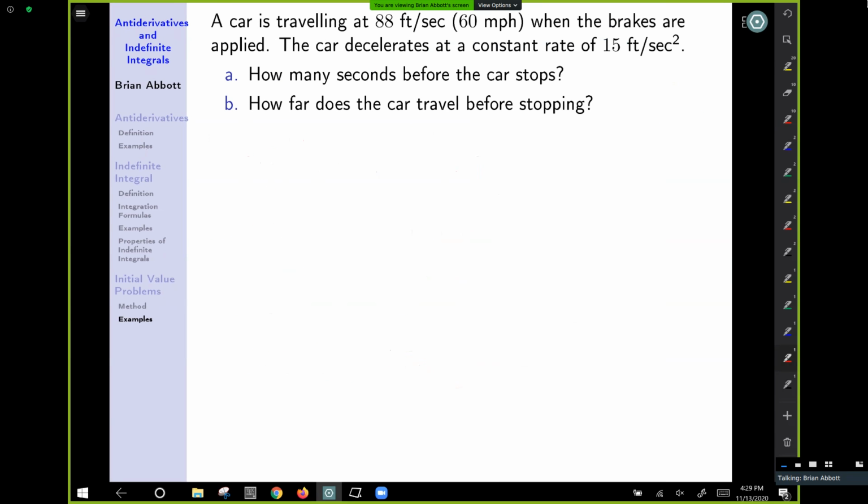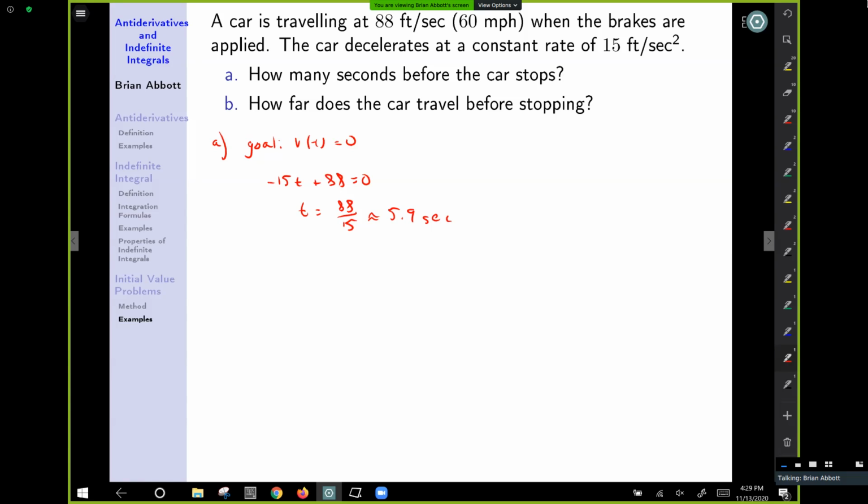We want to know, part A, the time before it stops. So when does the car stop? Well, the car stops when the velocity is equal to 0. So v of t equals 0. Conveniently, we have a function for velocity. It's negative 15t plus 88 equals 0. Algebra that out: t equals 88 over 15, which is approximately 5.9 seconds.